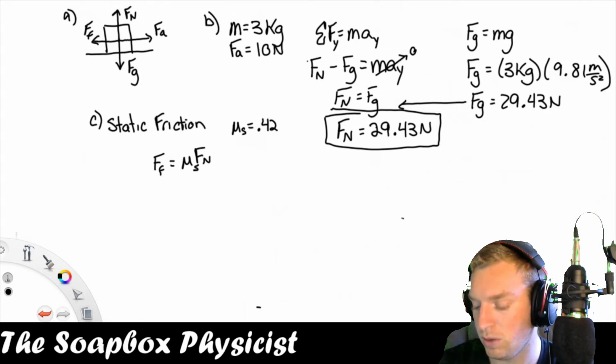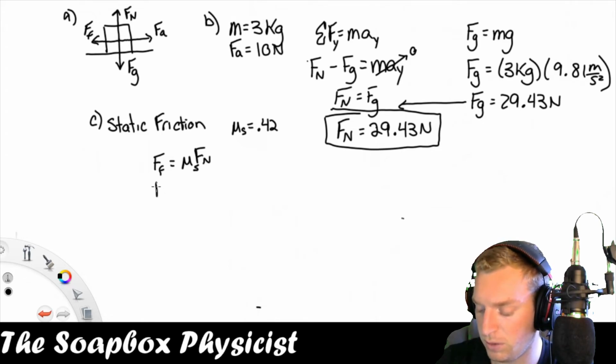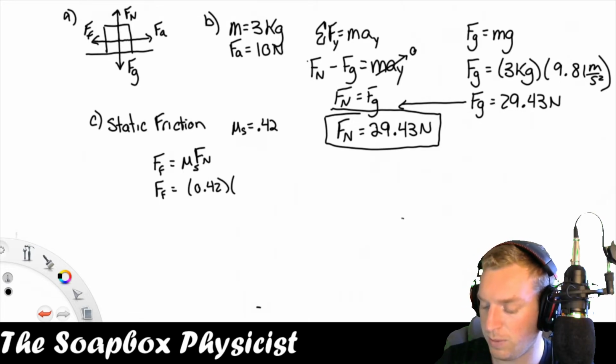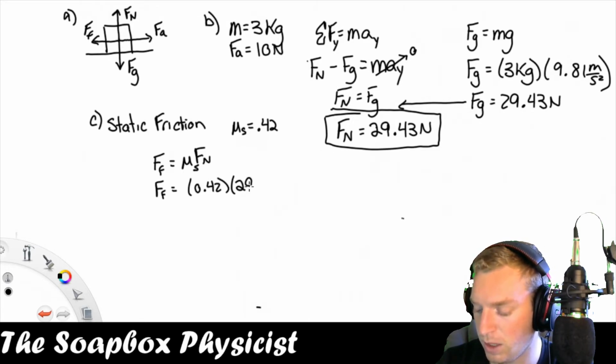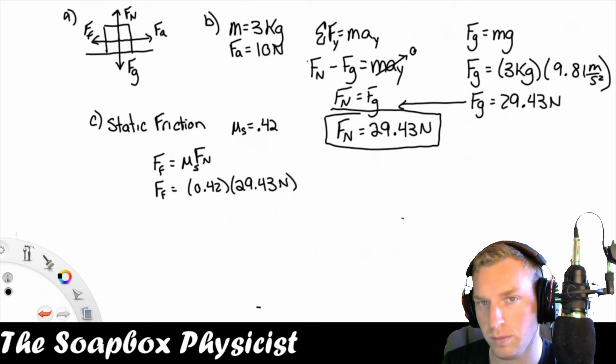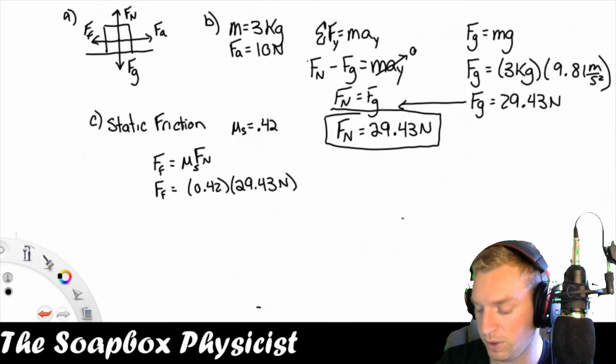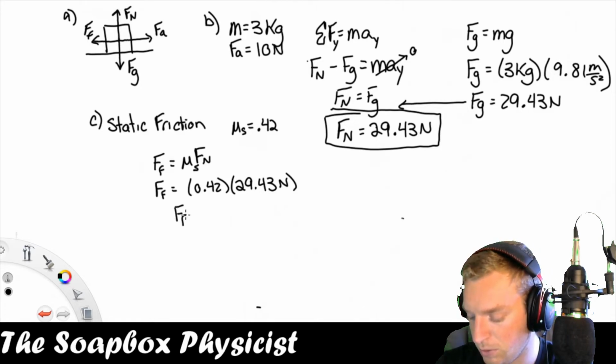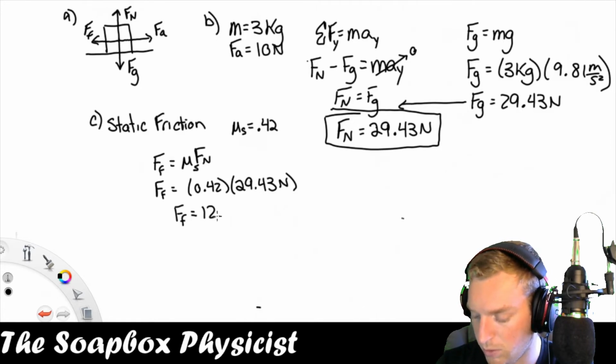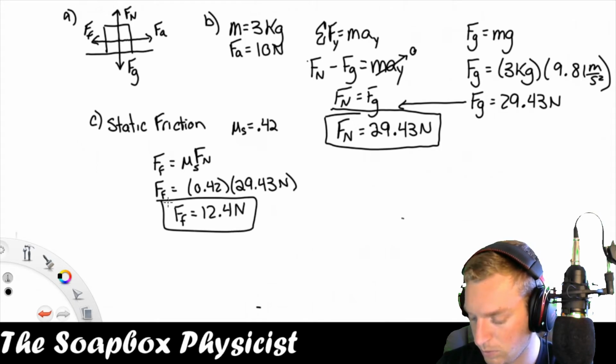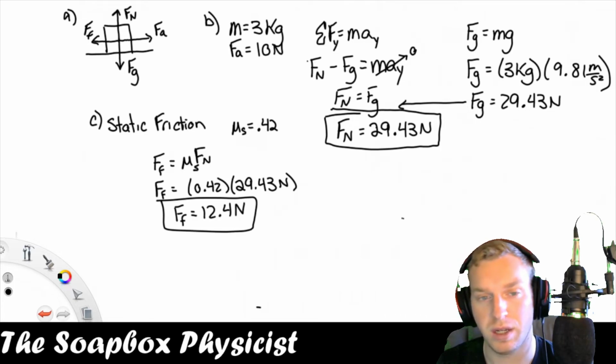It's one of the only things in our curriculum that does not have units to it because it is a ratio. So if we're finding the force of friction, we're going to set it equal to 0.42 times, well, my force normal I already found, 29.43 newtons. Now let's find the force of friction, which comes out to 12.4 newtons. The math of this problem is all done now.